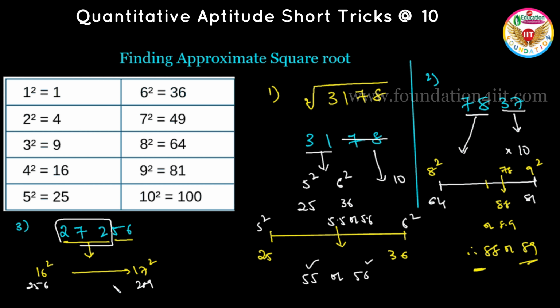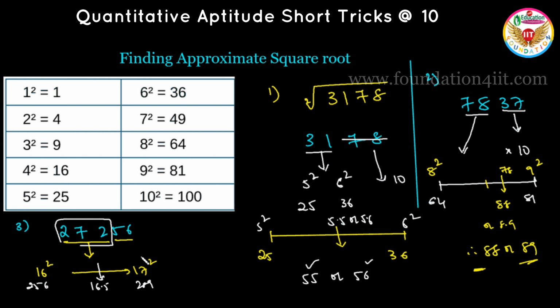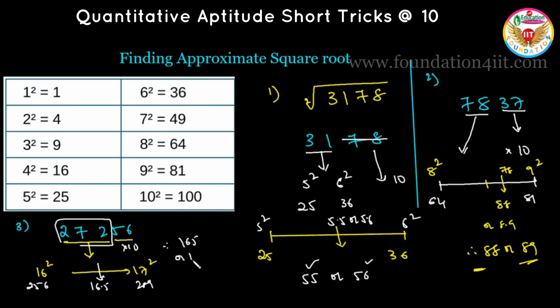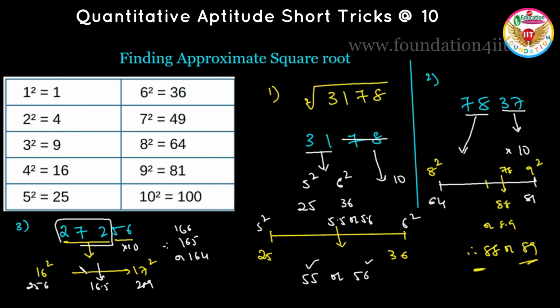256, 289, so it is somewhat in the middle. So 16.5, and this is times 10. Therefore the answer is 165, or like 164 or 166. So if you can guess the middle position, with a small difference, you can find the square root. This 27,256 is very close to one of these numbers. So this is the pattern to find the approximate square root for the exams.